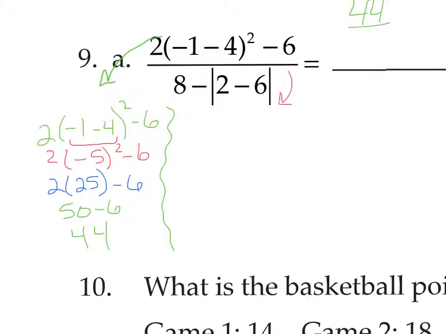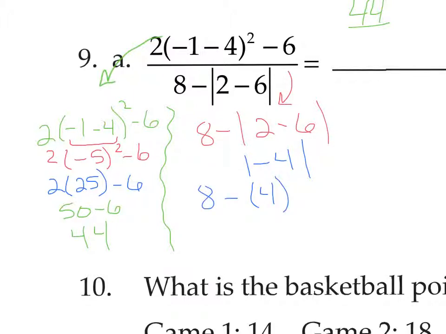And now we're going to do the denominator down here. So we have 8 minus absolute value of 2 minus 6. Absolute value bars are grouping symbols, so we have to work inside them first. So 2 minus 6 is negative 4. The absolute value of negative 4, how far is it from 0? 4 units. So this time we now have 8 minus 4, and you can see I replaced those absolute value bars with parentheses once I did the actual operation of absolute value. So 8 minus 4 is 4.